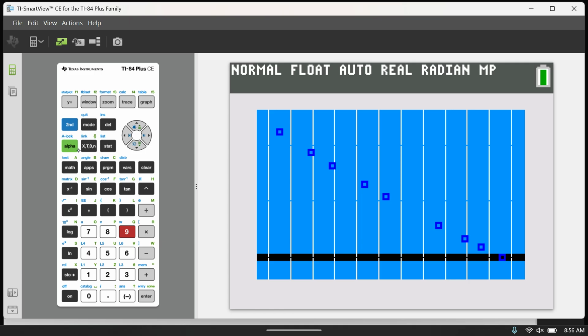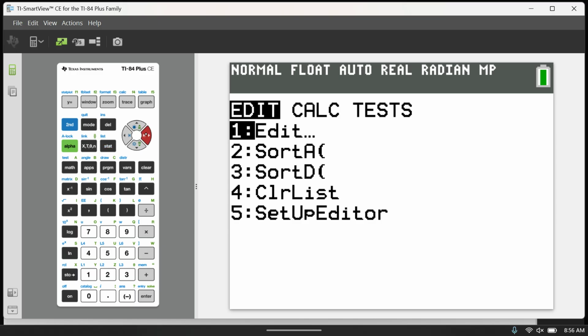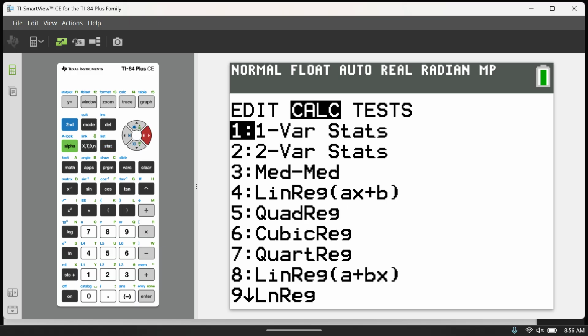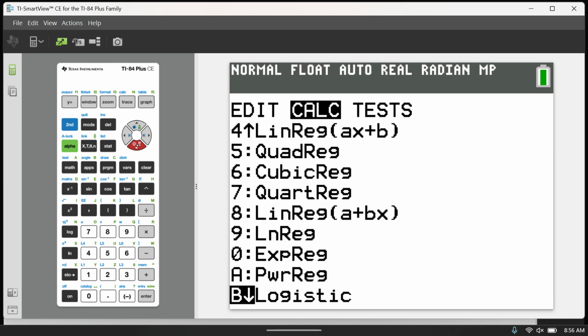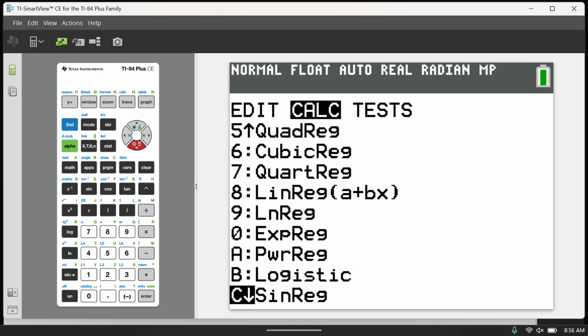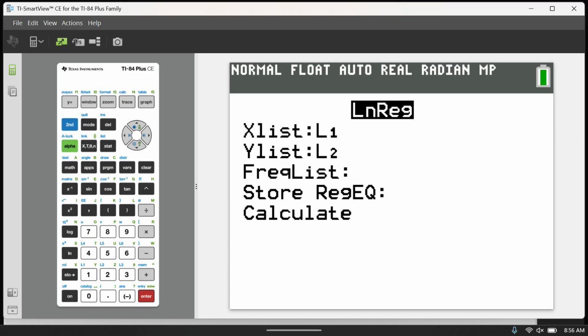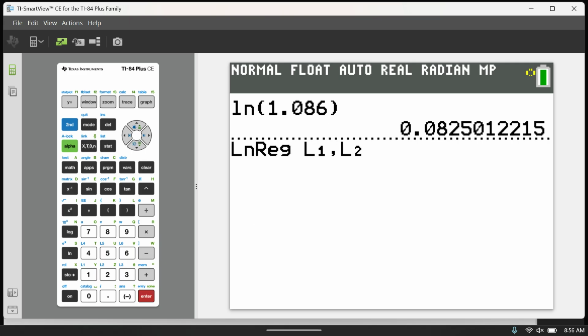So I'm going to hit Stat, go over to Calc, and I want logarithmic. So when I go down through here, there's a lot of different ones. Logarithmic is going to be this LnReg. That's the natural log. That's a logarithmic. Okay. LinReg is linear. LnReg is logarithmic. So we're going to pick that one. So logarithmic, LnReg. Hit enter. Everything should be set correctly. You shouldn't have to do anything but go down there to Calculate and hit enter.